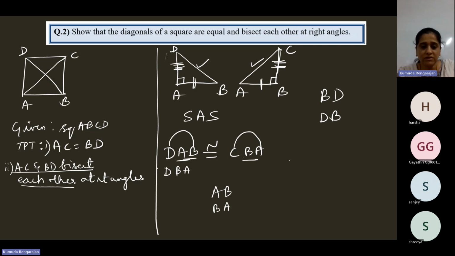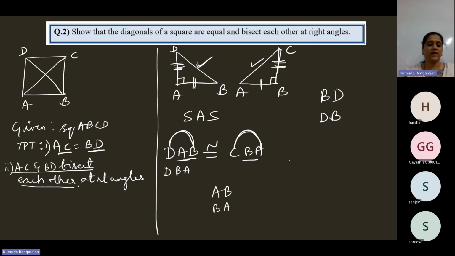So see here, DB is equal to CA. That's what we have to prove. This is DB, this is CA. So we proved that the diagonals are equal. It's so simple. The equalities are either given or they are part of the properties of that figure. You just have to list them in such a way that they fit into a congruence criterion. That's all.